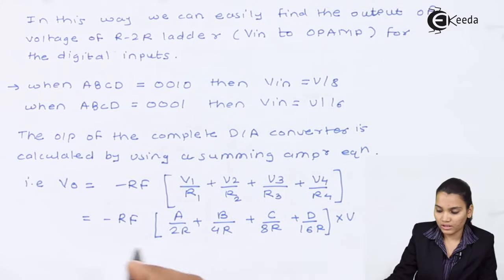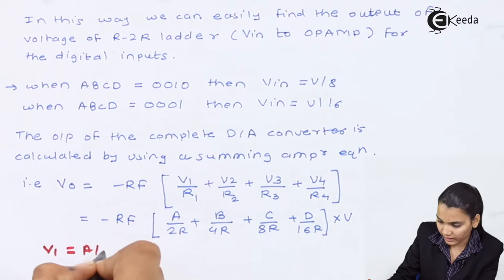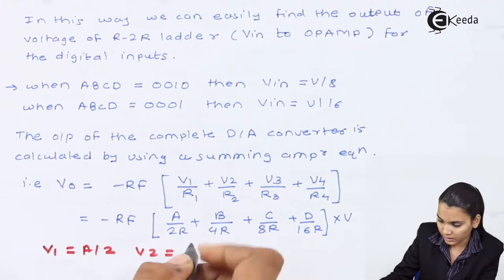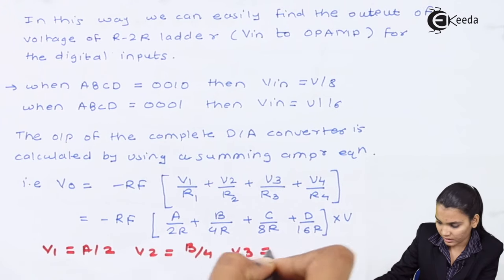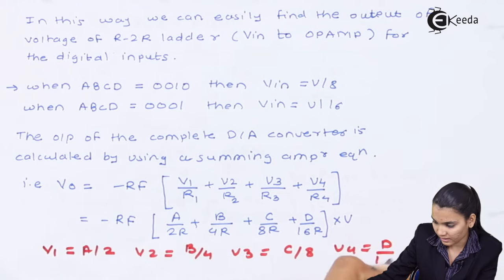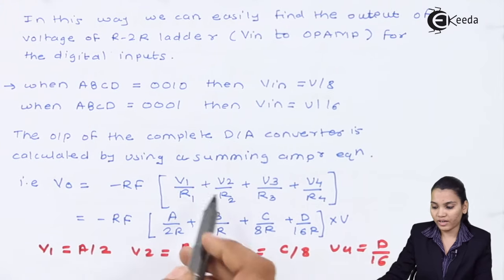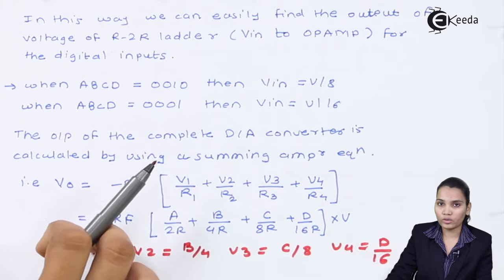Now how have we got these values? Because we have considered V1 is equal to A by 2, V2 is equal to B by 4, V3 is equal to C by 8, and V4 is equal to D/16. So after replacing these values in this equation, we are getting A upon 2R plus B upon 4R plus C upon 8R and D upon 16R. Now we are going to simplify this.